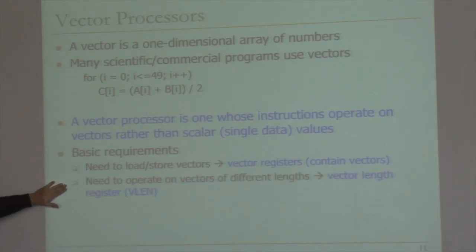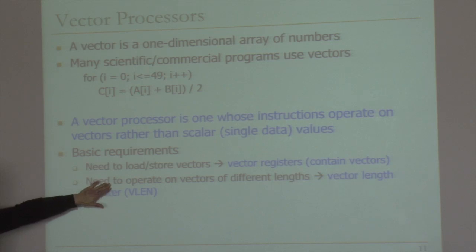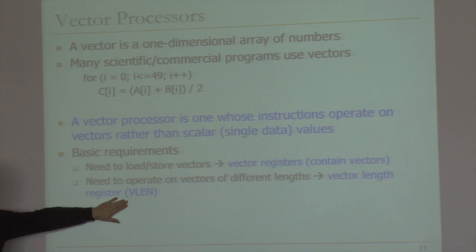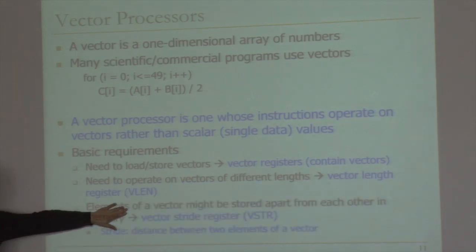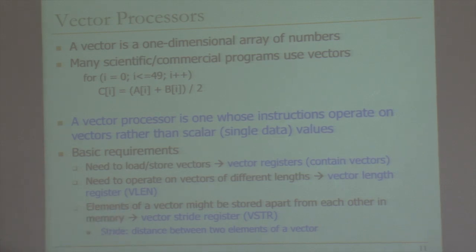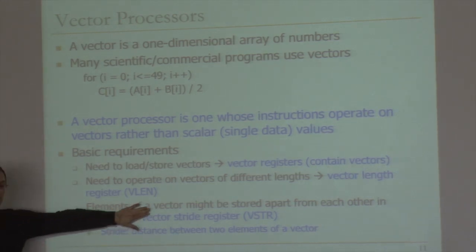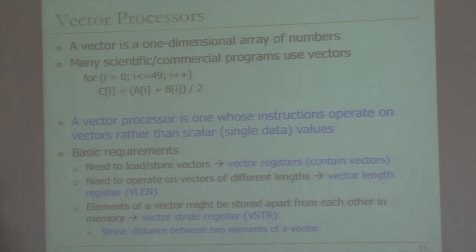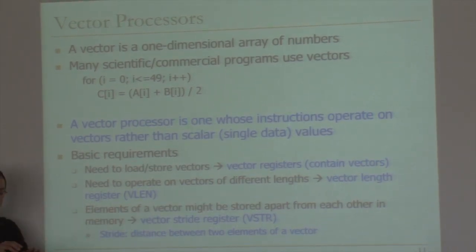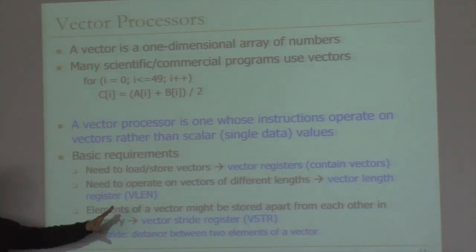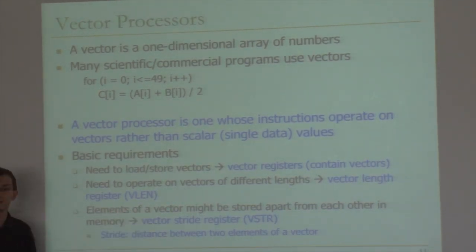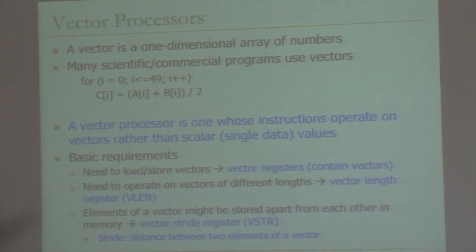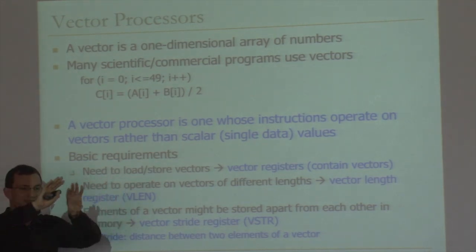You need to operate on vectors of different lengths. You don't want to limit yourself to a fixed length, right? Which means that you need to have a vector length register that specifies a vector length. And this should be software programmable. And one very important thing, to improve programmability, you want the ability to store the vector in different places in memory. So basically, the elements of a vector should not be consecutive in memory. And we will see this. If you think about, for example, you're multiplying two matrices.